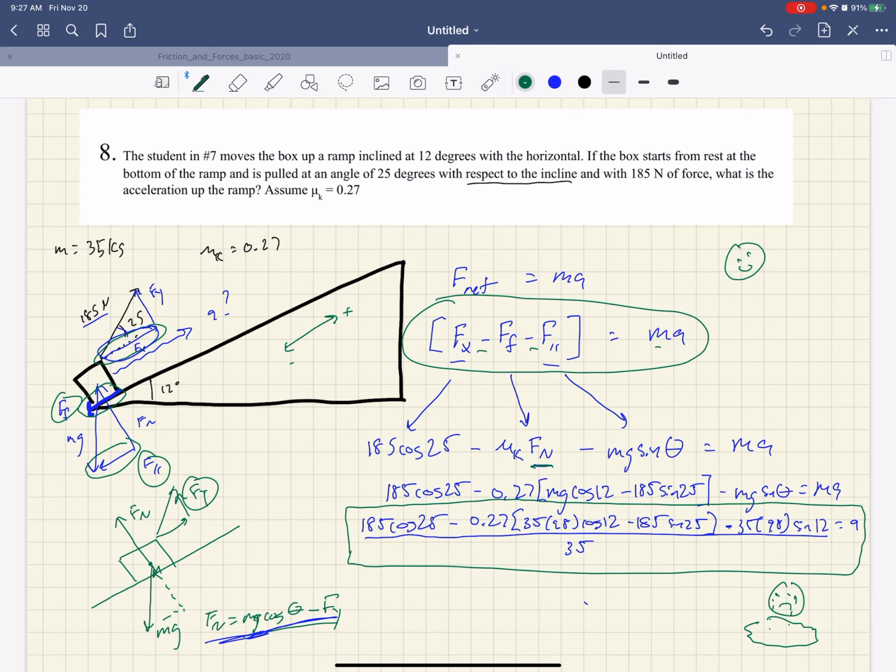Okay, that is how you solve 8. I don't know what the number is for that, but you guys should with your calculators out, and I'm going to post this video.